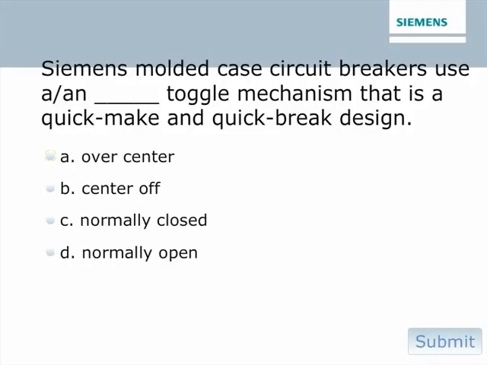Question 4. Siemens multi-case circuit breakers use a blank toggle mechanism that is a quick make and quick break design. Is it A, over center, B, center off, C, normally closed, or D, normally open?